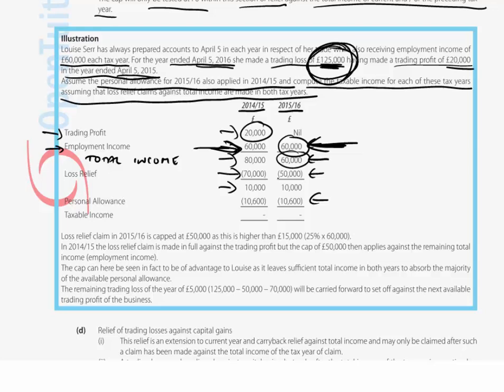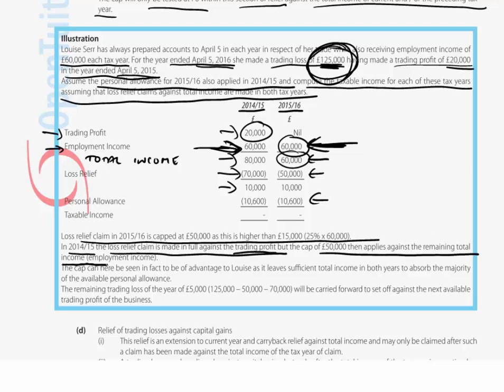Okay, what have we got? Loss relief claim, as we've said, in 15/16, capped at 50,000, and that's higher than 15,000. I wouldn't bother again in a question showing this, but that's 25% of your adjusted total income. 50,000 is obviously the cap. In 14/15, the loss relief claim is made in full, as we just said, against the trading profit. That was 20,000, but the cap of 50,000 applies against the remaining total income, i.e. employment income. So the total loss available in that year would have been £70,000.